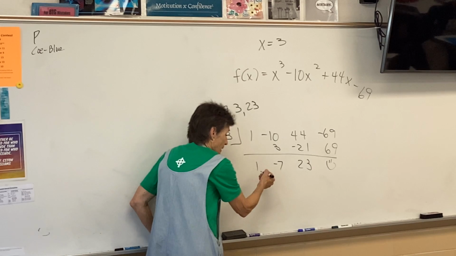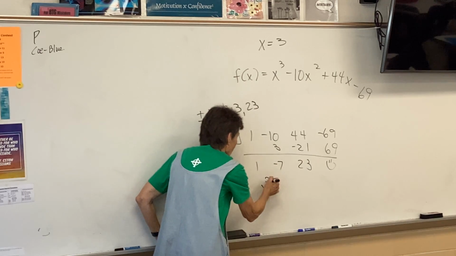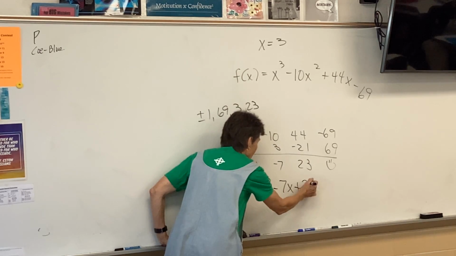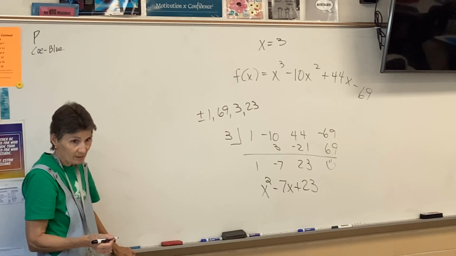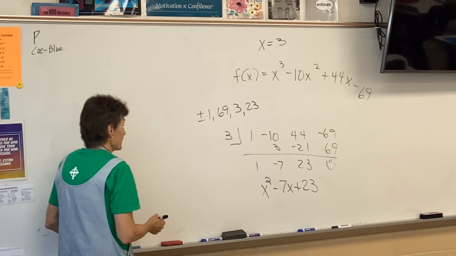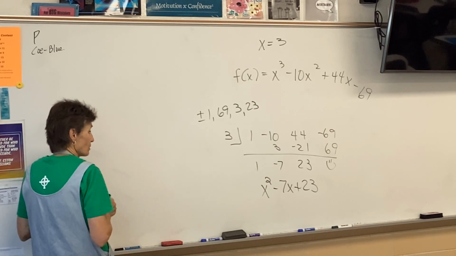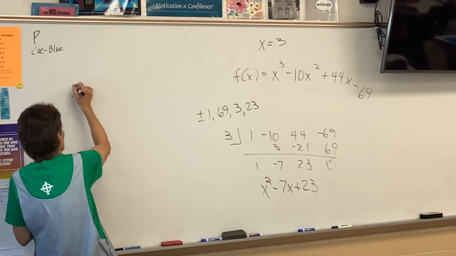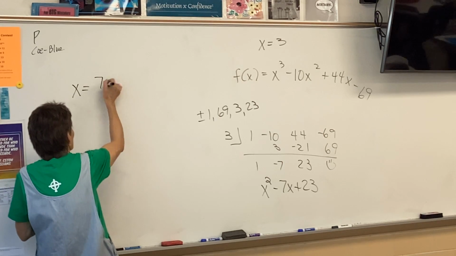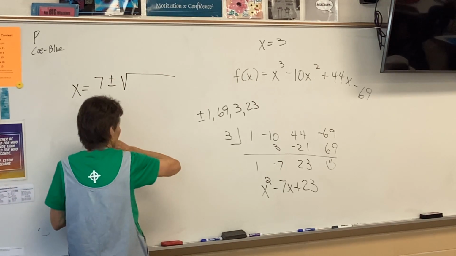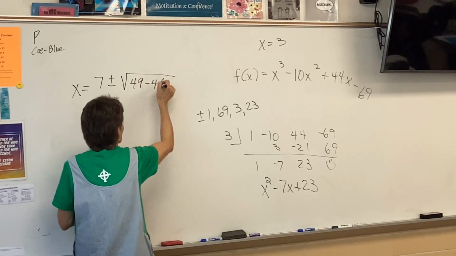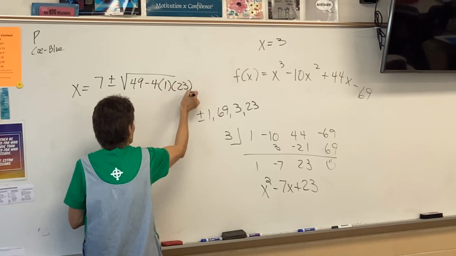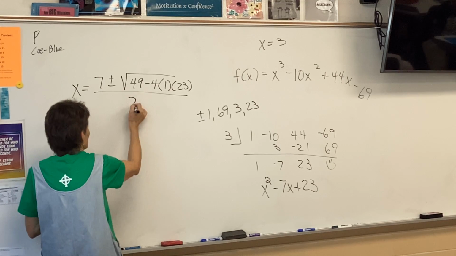My polynomial now I'm going to solve is x squared minus 7x plus 23, which isn't going to factor. So we can either complete the square or use the quadratic formula. I'll use the formula. Negative b plus or minus the square root of b squared minus 4 times a times c all over 2a.